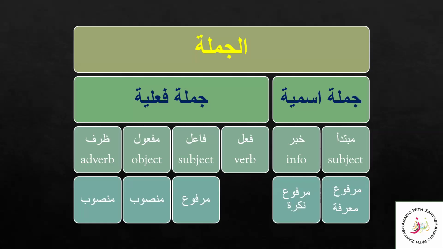Here, compare the Jumla Ismiya with the Fi'liya. We have the Mubtada and Khabar that is always marfu, and Mubtada is the subject. We know that it is always Marifa, while the Khabar is Nakira. Then we have the Fi'l, which has a fa'il and maf'ul, or it can have a zarf. Fa'il is again always marfu, while maf'ul, the object, is in the state of nasab. Then we have the zarf as well.